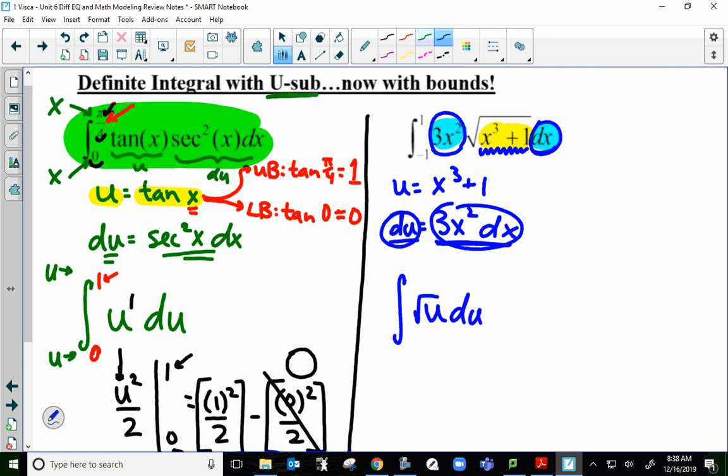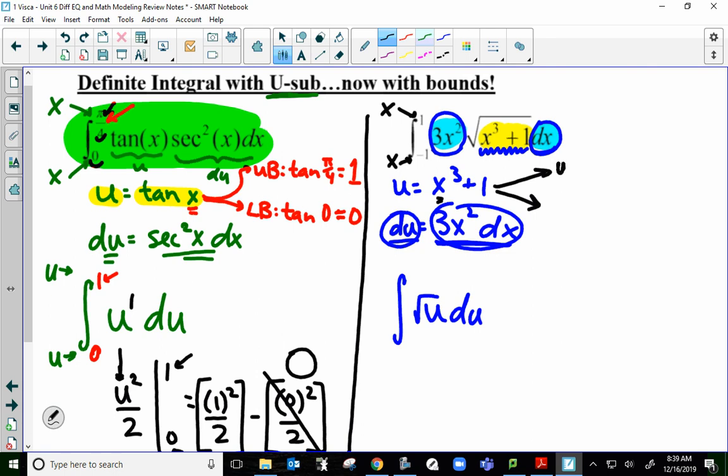Now I should change my bounds. My upper bound is 1. These are x equals 1. And my lower bound, x is negative 1. So I'm going to put 1 and negative 1 in for this x. And it's going to give me the new upper and lower bounds in u form.